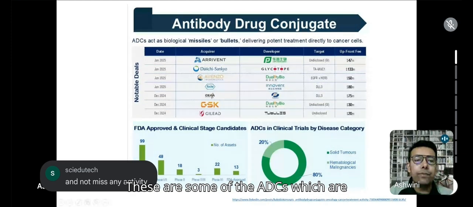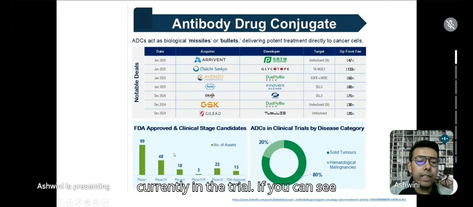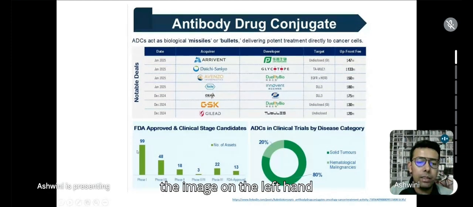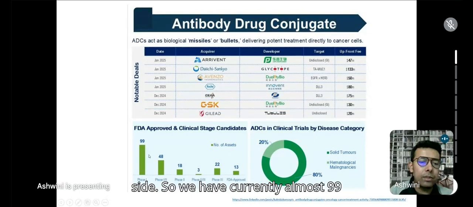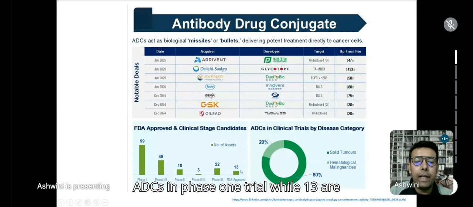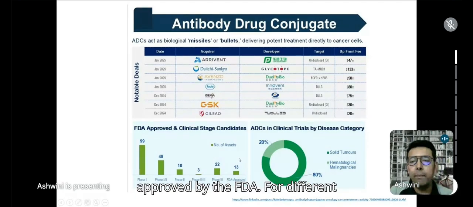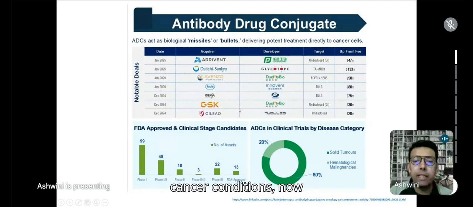These are some of the ADCs which are currently in trial. If you can see the image on the left-hand side, we currently have almost 99 ADCs in phase 1 trial, while 13 are approved by the FDA for different cancer conditions.